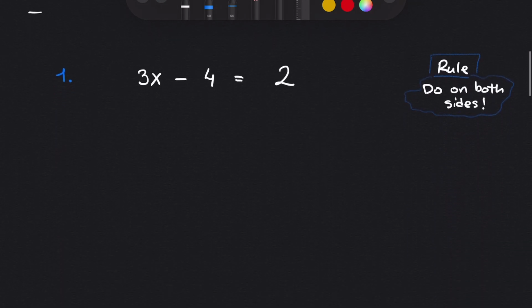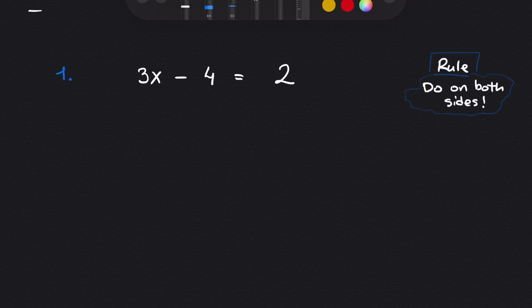Example number 1. Let's start with something very simple. I have a linear equation here that says 3x minus 4 equals 2. Like I said, we have known values and unknown values. So in this case, x is our unknown value, and we are given 3, negative 4, and 2. We have to manipulate these values to end up with x equals some number. That's our main goal.